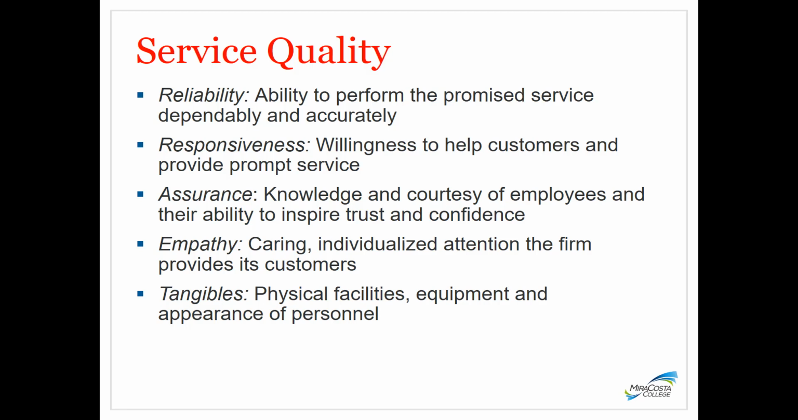And last is there can be some tangibles related to service quality. So that could be the physical facilities, the equipment, and the appearance of personnel, like their uniform or how they're dressed. So if you think about the last time you went and had dinner at a restaurant, you can reflect on these 5 metrics to see if that restaurant has good quality service.